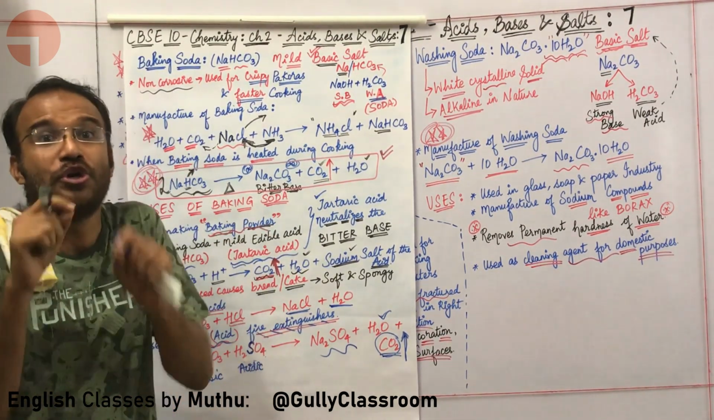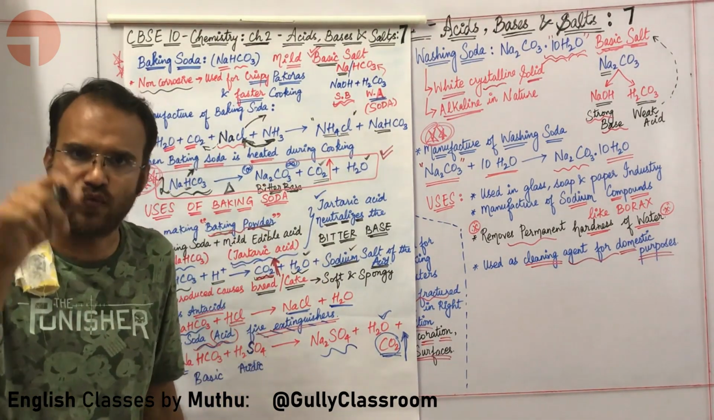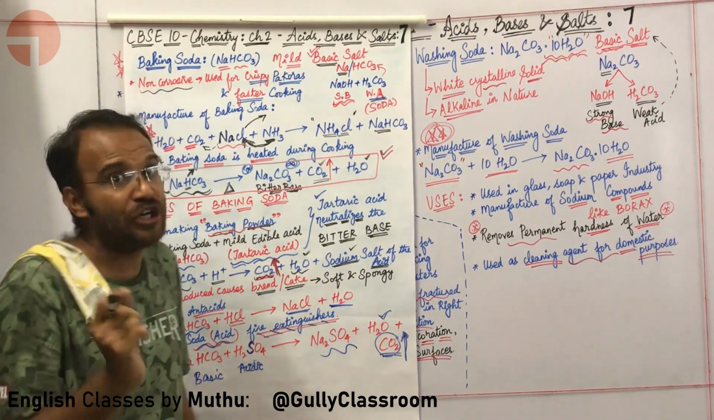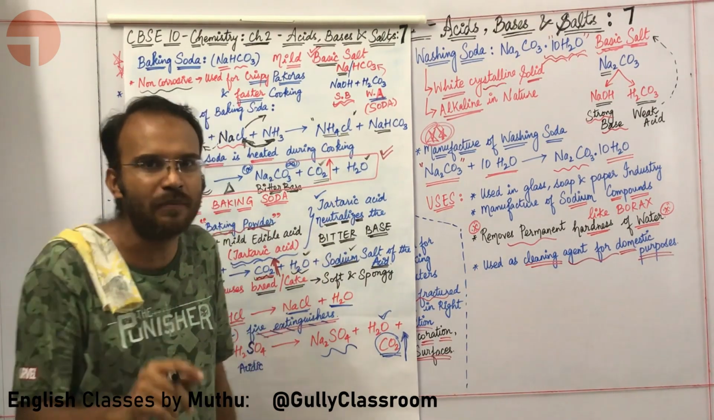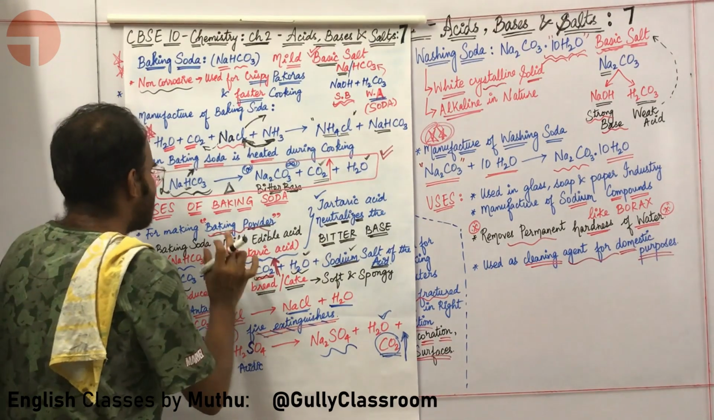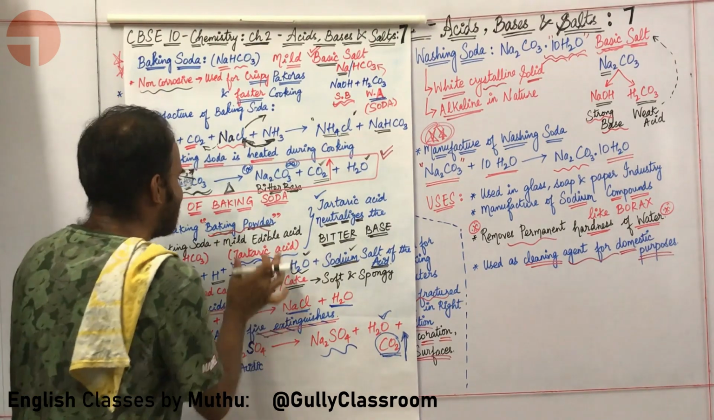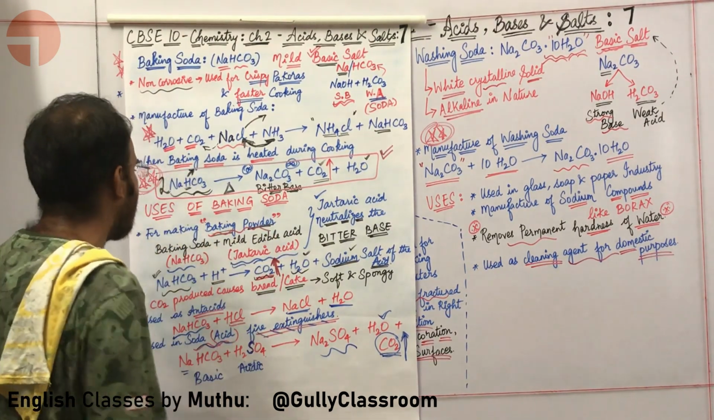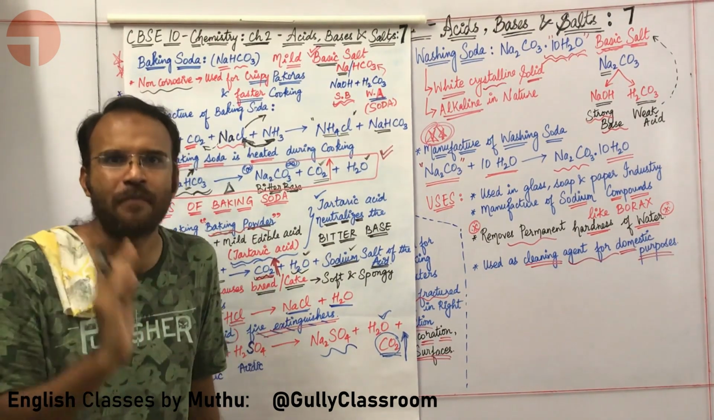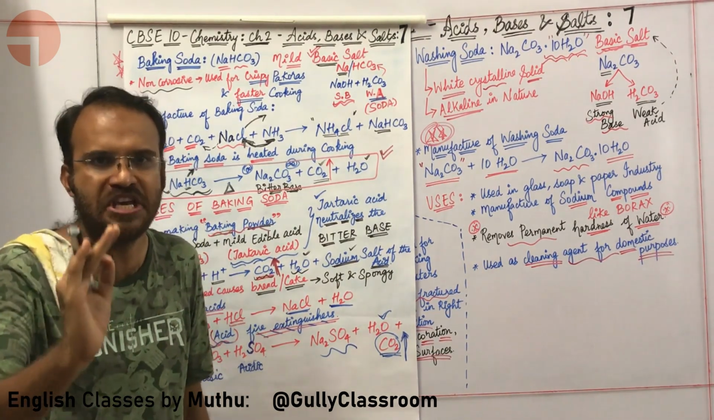Oh yeah, so what are we going to do here? In order to neutralize the bitter base formed while heating or cooking baking soda, we are going to add some mild edible acid to the baking soda. Usually we use tartaric acid, tartaric acid from tamarind, imli in Hindi.